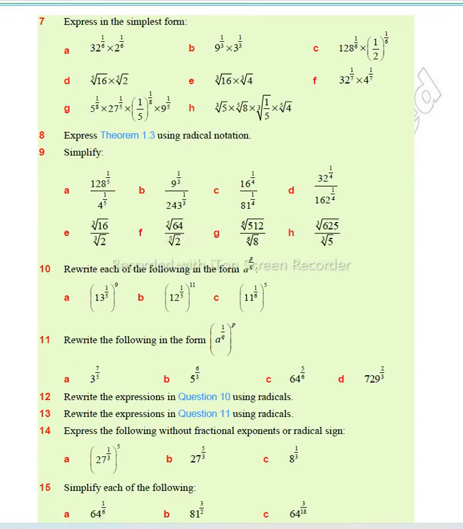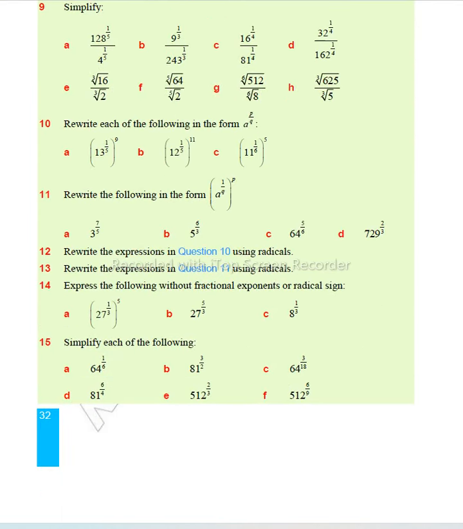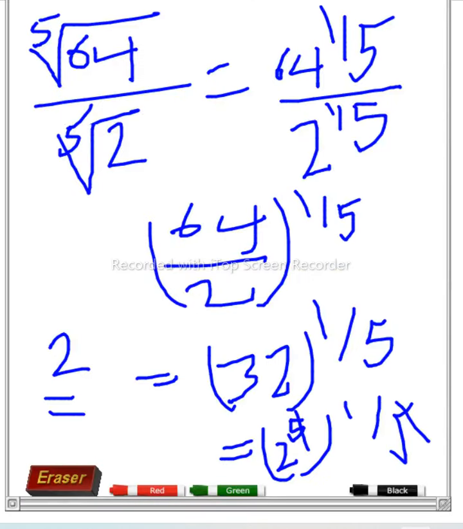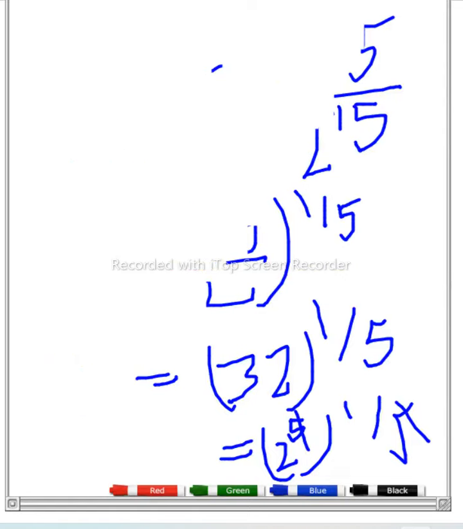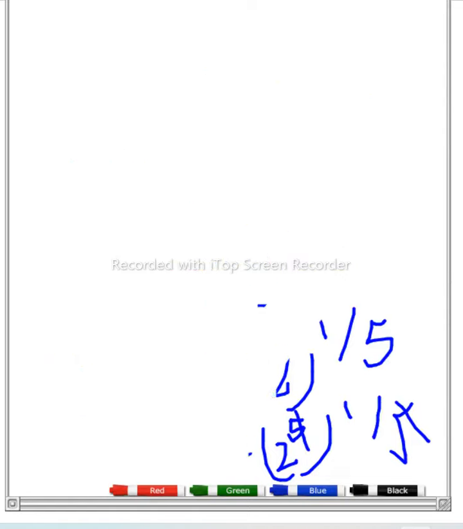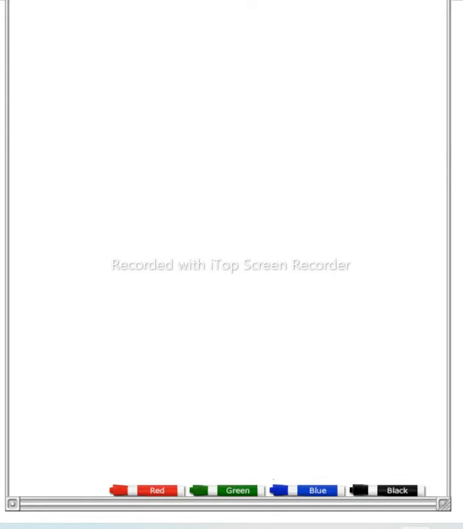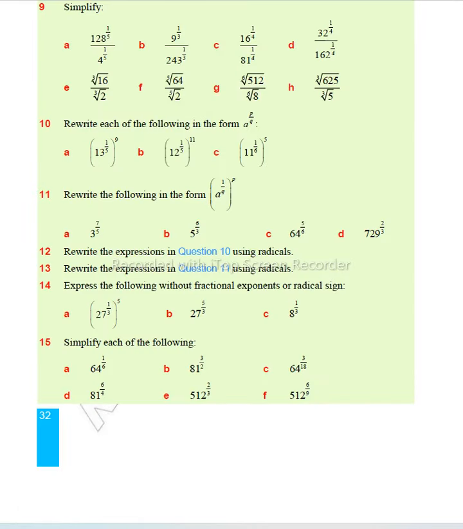Directly we go to question number 10. Question number 10 says to rewrite each of the following in the form of this. It is a simplification, a very simple question. Let us do some of them. Rewrite the following in the form of p to the power of p over q.